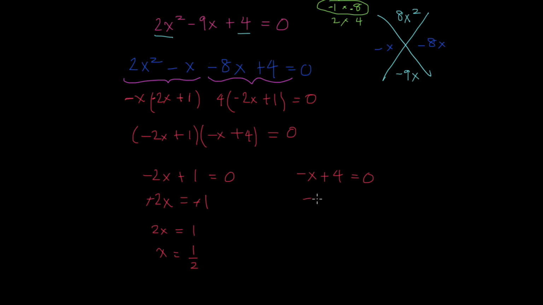Now on this side we have negative x equals negative 4, so subtracting 4 from both sides. And again, because I have negative on both sides, I'm going to divide both by negative 1. When I do that, the negatives cancel out, and I'm left with x equals 4. So my two roots of the equation will be x at positive 1/2 and x at positive 4. Okay, so this is how you would solve quadratics by factoring.